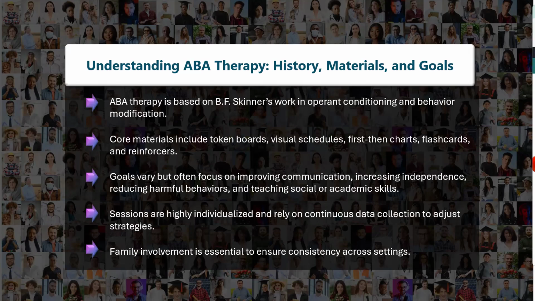Each goal is broken down into small, teachable steps, and progress is carefully tracked to ensure the client is moving forward. Now, something to note is behavior therapists frequently collaborate with parents, teachers, and caregivers to ensure consistency across environments. Really, the strength of ABA therapy lies in its ability to be customized, measured, and adjusted as needed based on real-time data.